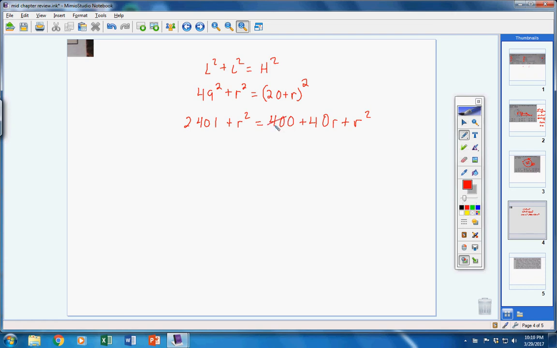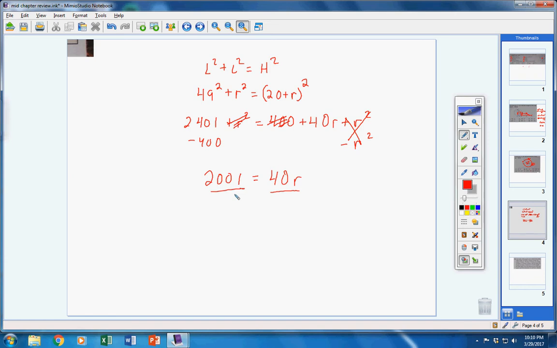So see this 400 right here, I'm going to bring it over, make it a negative 400, okay? Now I'm going to bring my r squared over here to the other side. When I do it, it becomes a negative r squared, correct? Positive r squared, negative r squared. Look at that, they cancel out. I'm just left with 40r. Look at that. Now divide both sides by 40, and you're going to get, let me get out my calculator here.